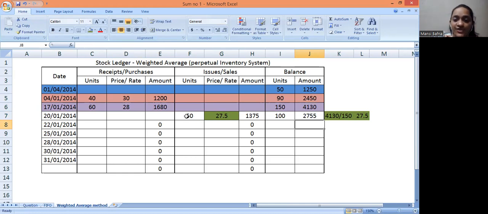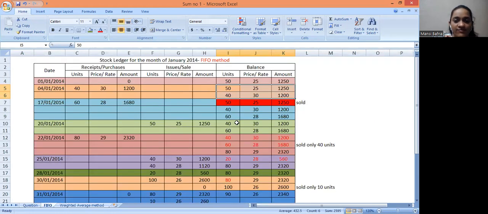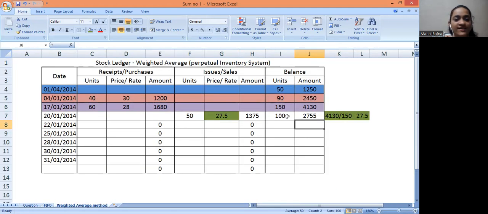Now, if you want to check the number of units which are there, you can check it on 20th of January under the FIFO method. Your balance was 60 units and 40 units, that is 100 units. The same number of units balance you are getting over here also.